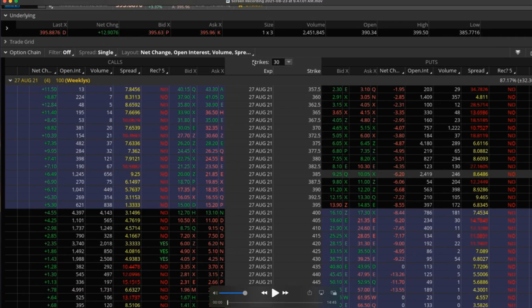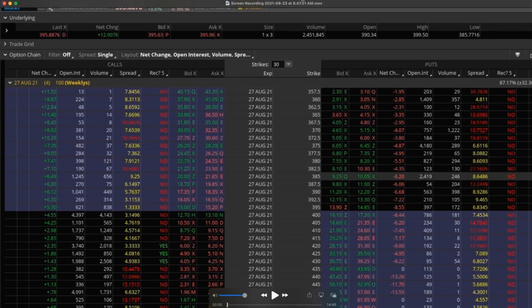So I recorded this. I can see the time on top. It's currently 9:47, so you can see it. It's 9:47 a.m., so the market's been open for around 17 minutes. So let's see how the spreads move.